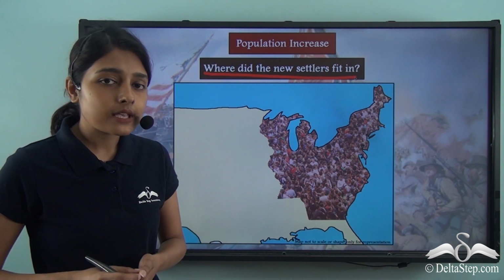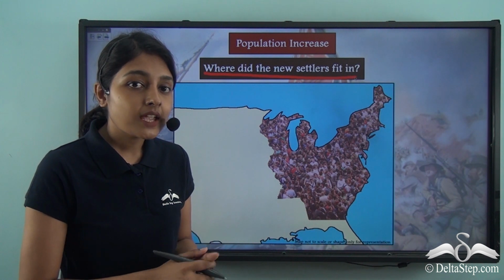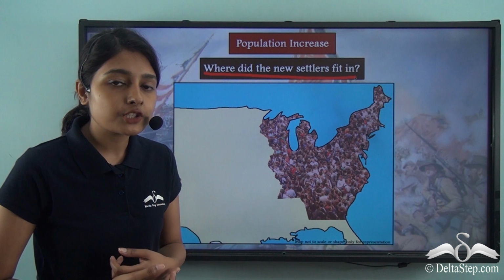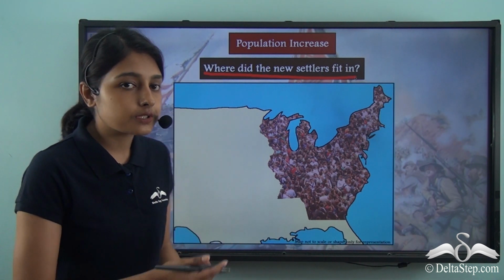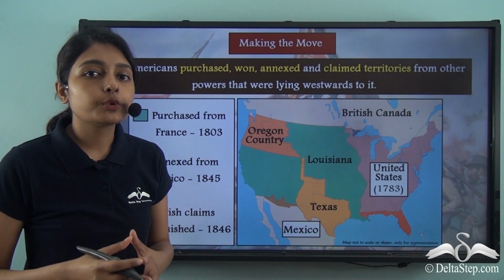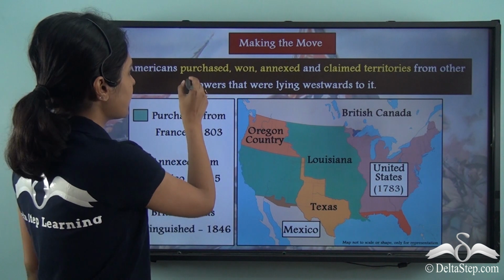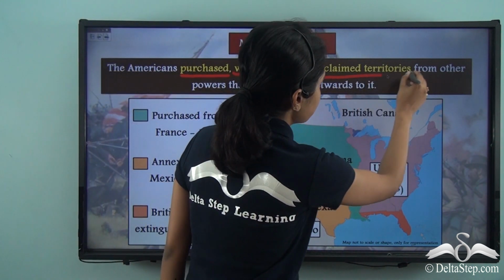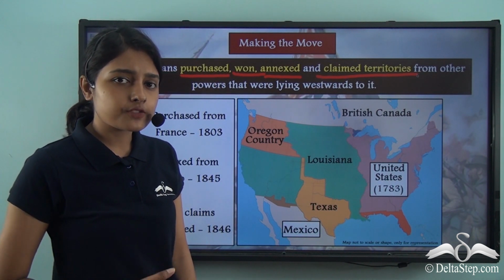Now what was the USA doing? That is, how did it expand its territories? This brings us to a discussion on the territorial expansion that the US undertook after the Industrial Revolution. In order to accommodate so many new settlers, the Americans started purchasing, winning, annexing and claiming various territories. Now, was it really easy for the Americans to do so?